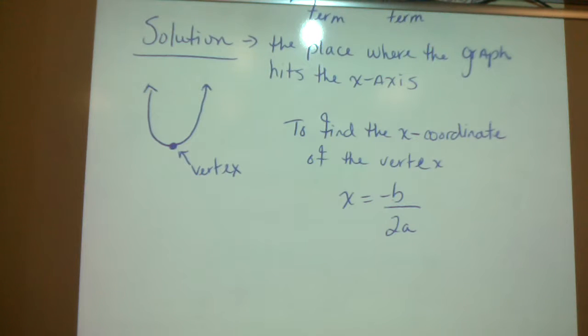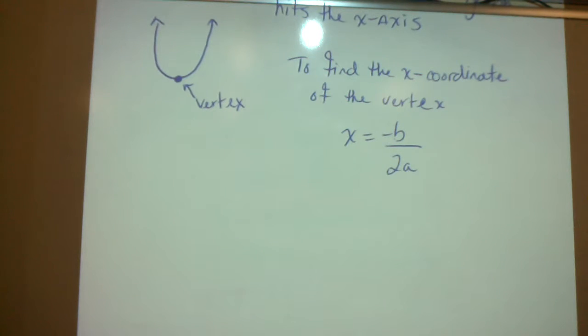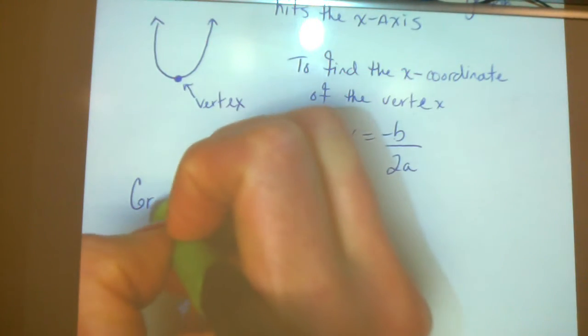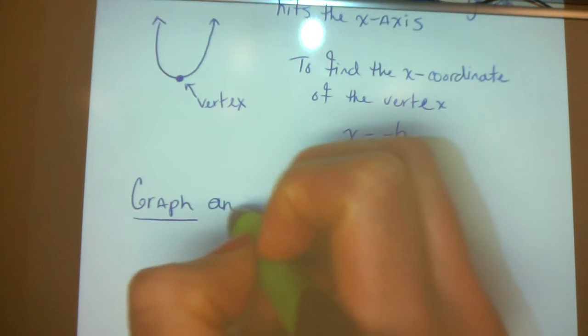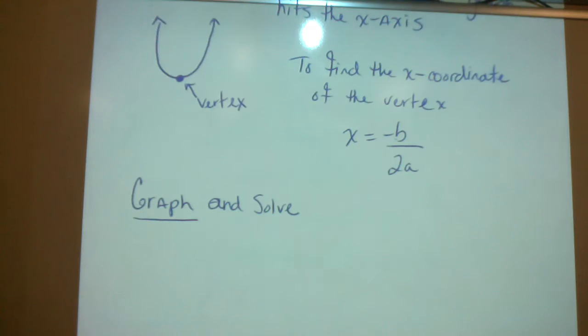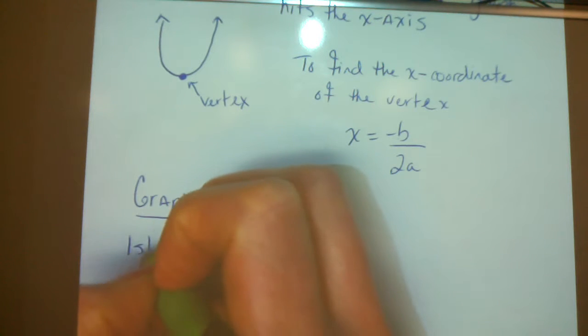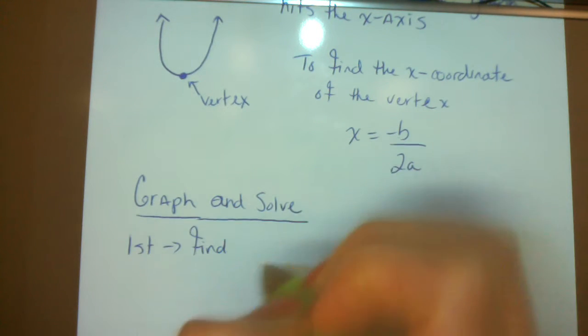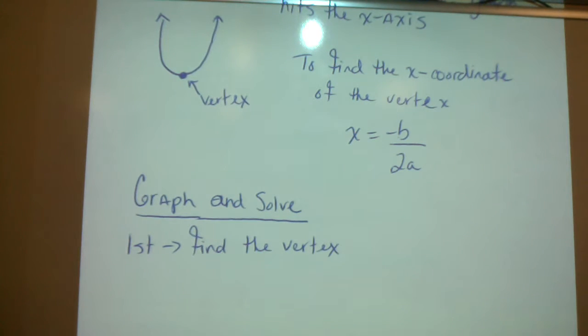So that's going to be our first step in every single problem when we're graphing a quadratic equation. We first have to find the vertex. And then once we find the x part of the vertex, I'm going to show you how to find the y part, and then I'll show you the next steps. So, the directions are going to say graph and solve. So in order to do that, first find the vertex. And then I'll show you the next steps.